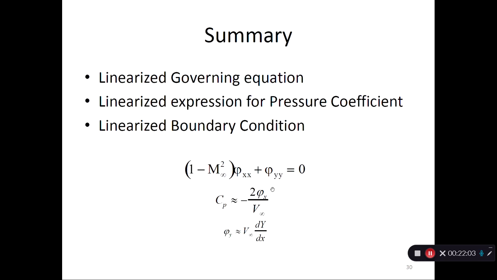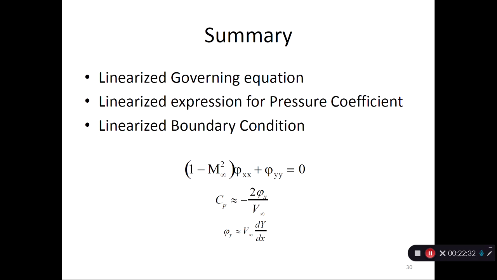So now we have a linearized governing equation, a linearized expression for CP, a linearized expression for the boundary condition. What do we mean by linearization? Phi does not appear as a product of another unknown. This is a constant. These are all constants. This is a constant, this is a constant. So phi does not have any nonlinearity.